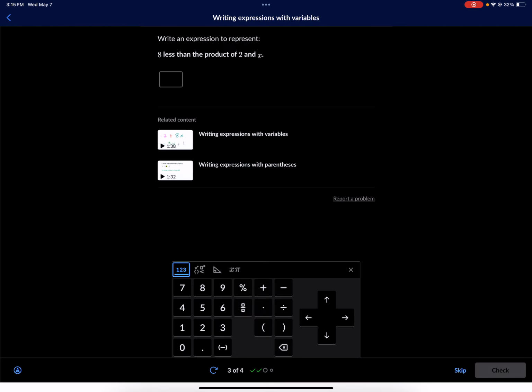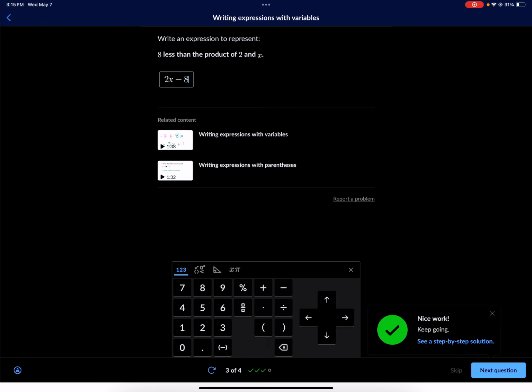So we'll put that in. 2x minus 8. So yeah, it's 8 less. The value of 2 times x, or the product, is 8 less.